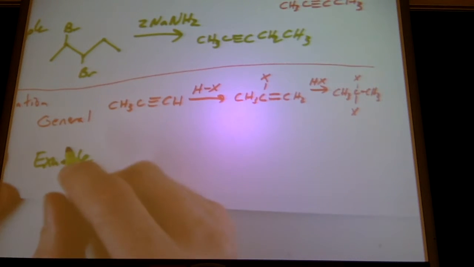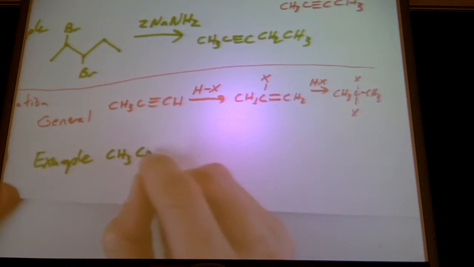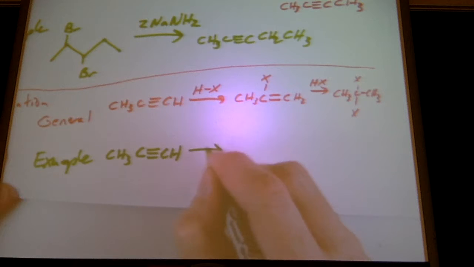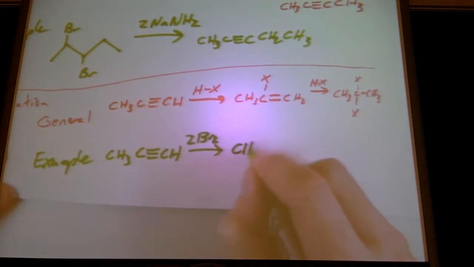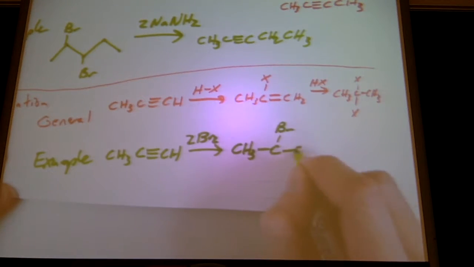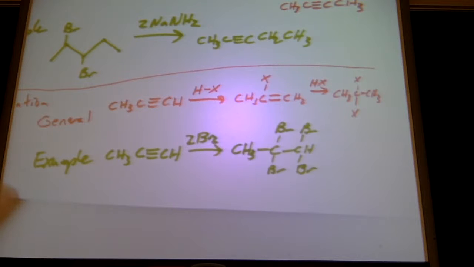So an example, let's look at a different example. I'll use HX here. Look at Br2. I will say 2 molar equivalents of Br2. Remember, Br2, bromine adds to opposite sides. If we have 2 molar equivalents, the addition will take place twice. So I add a bromine to each side of my triple bond and add to each side of my double bond. So overall, I'll see 4 bromines add.